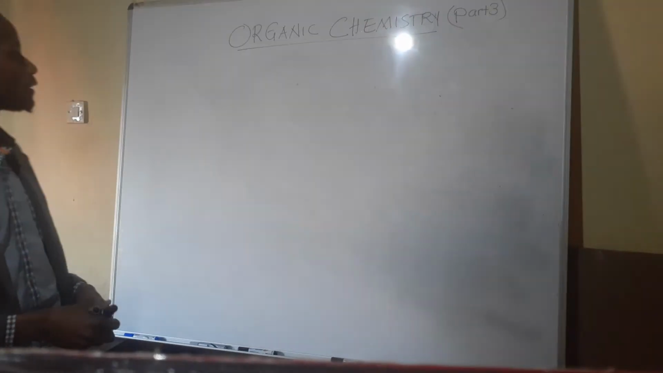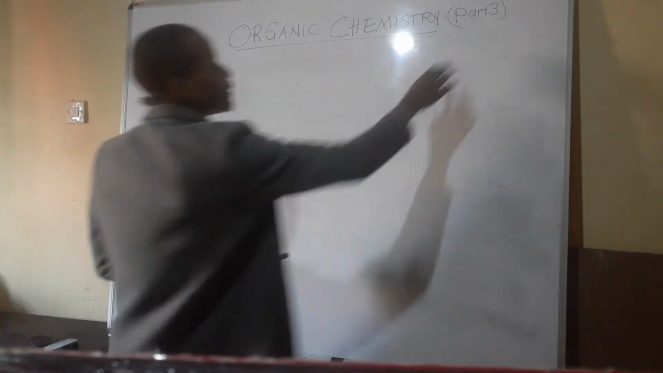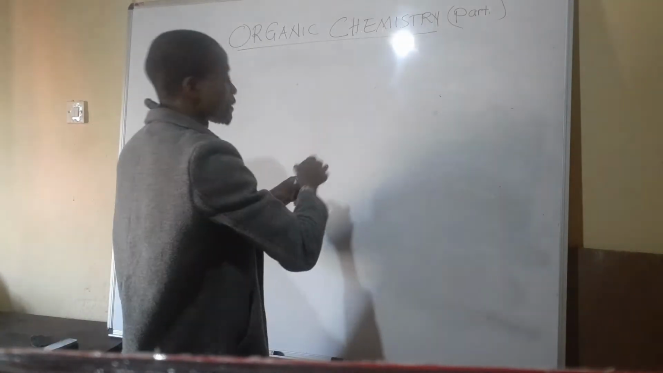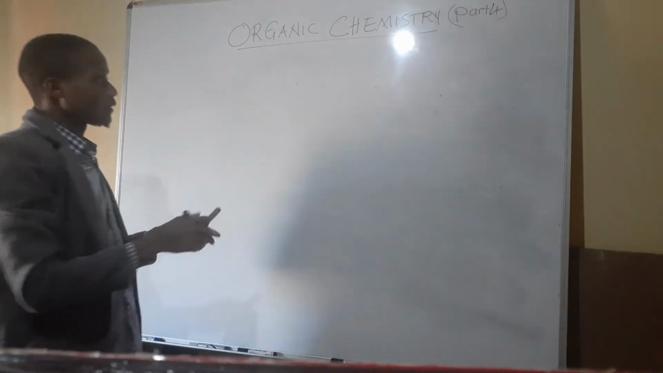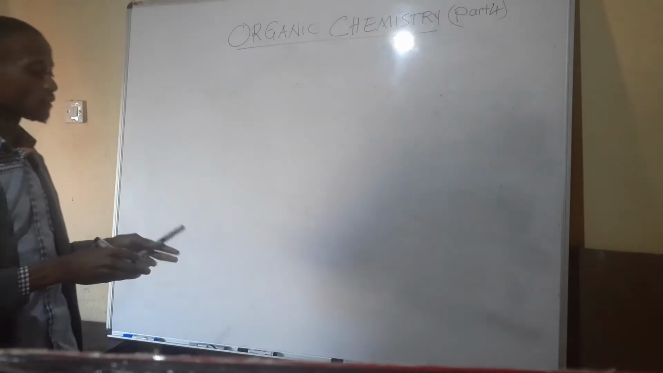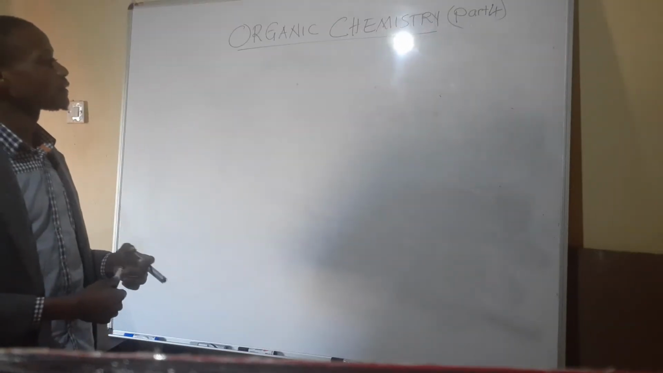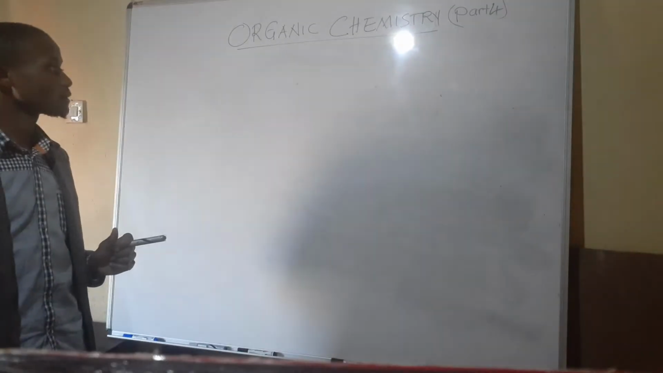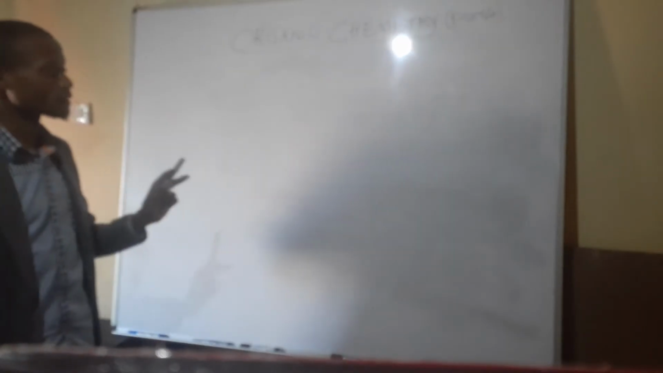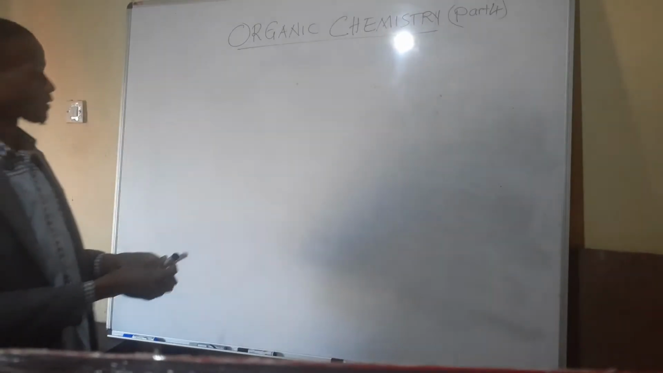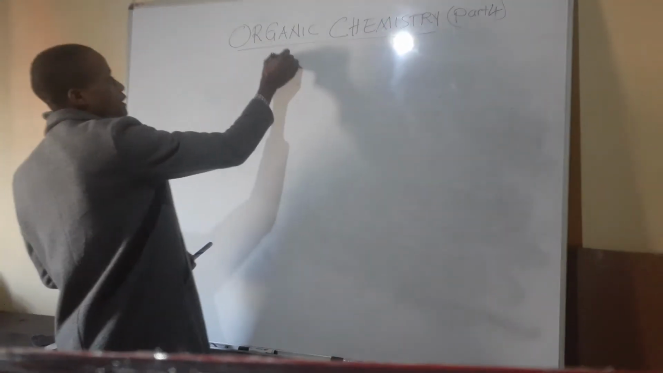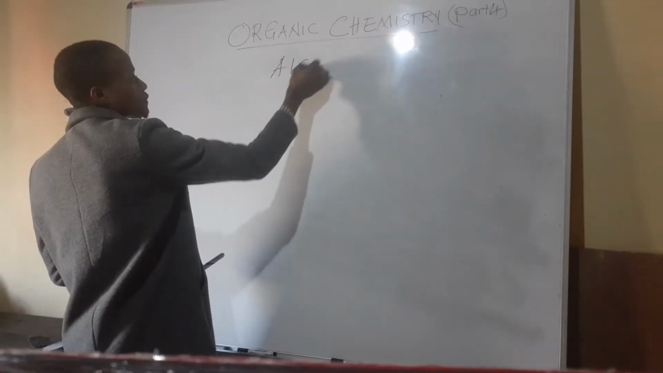We're going to look at organic chemistry part 4. In the recent videos we learned about the homologous series, alkanes and alkenes. Now we are on the third homologous series. We have talked about two homologous series, alkanes and alkenes. Now I want to look at the third homologous series, which are called the alcohols.